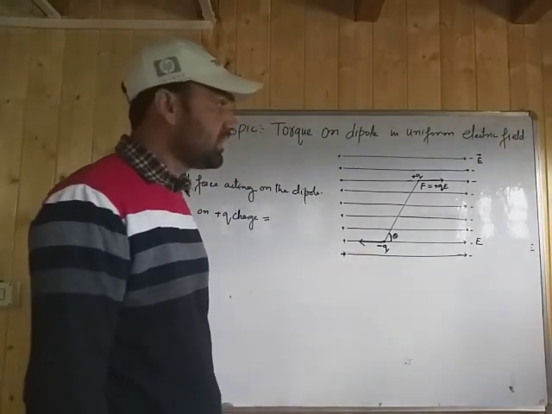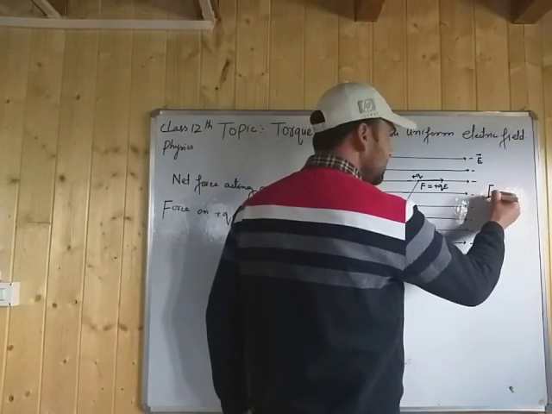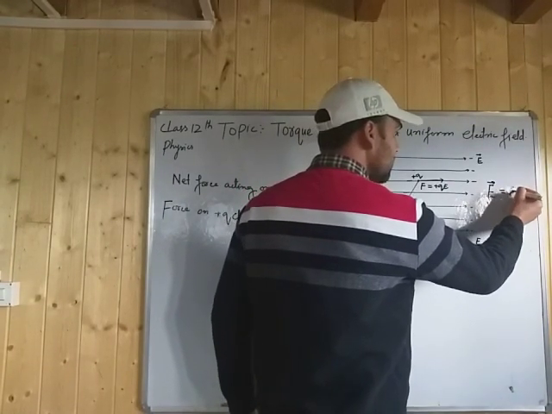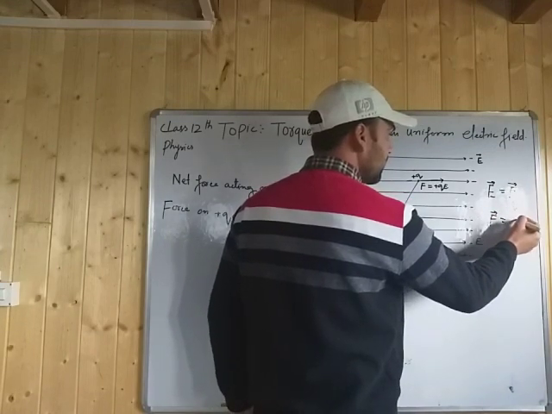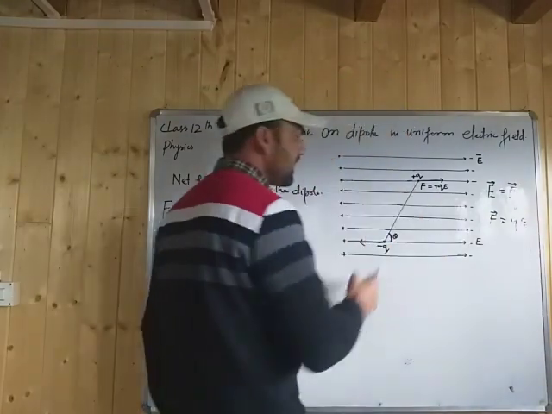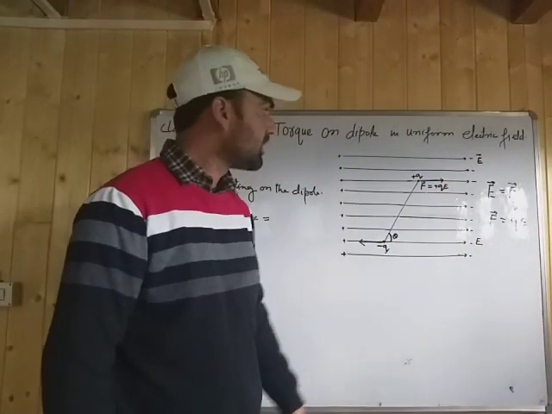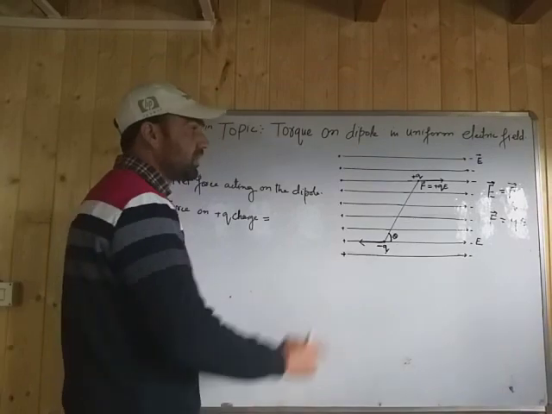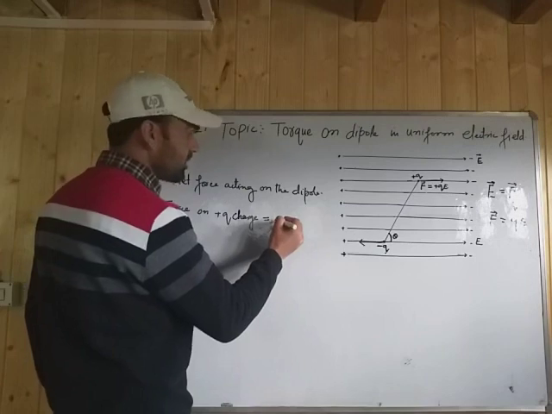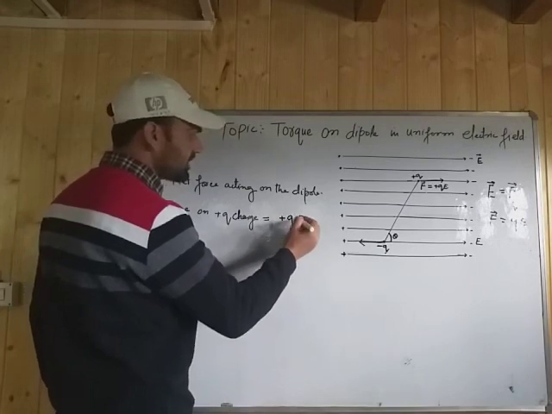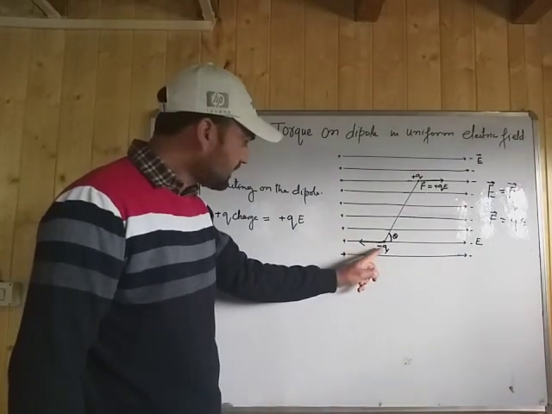We have already defined the field intensity at a point. That field intensity E is equal to the force acting on the charge per unit charge, or you can write force equal to QE. So the force acting on this particle is plus QE, because it is due to the plus Q charge. The force experienced by the plus Q charge is plus QE.